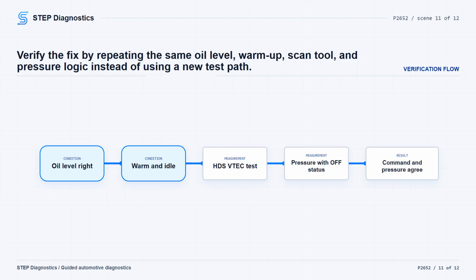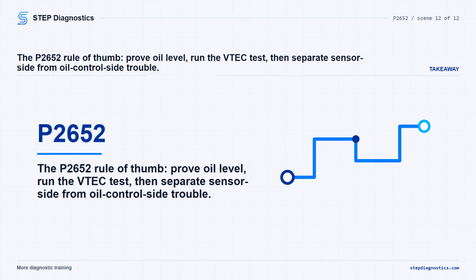The takeaway on P2652 is simple. The PCM thinks rocker arm oil pressure is still high when the VTEC oil control command is off, so verify oil level first. Use the HDS VTEC test. Then prove whether the pressure reading is normal before blaming the remaining control hardware.